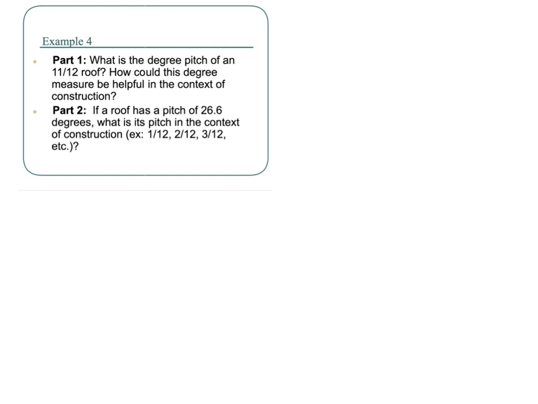Well, when we're talking about pitch, pitch is really just referring to slope. So the slope of the roof. So what is the degree pitch of an 11-12 roof? Well, that means that every 11 feet it goes up, it goes 12 feet over. Or every 11 inches it goes up, it goes 12 over. It's just your slope. It says, what is the degree? We're looking for the degree pitch.